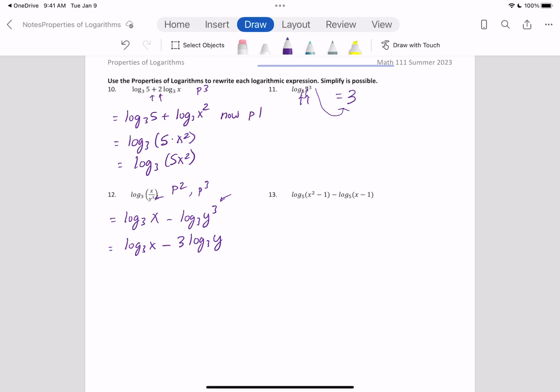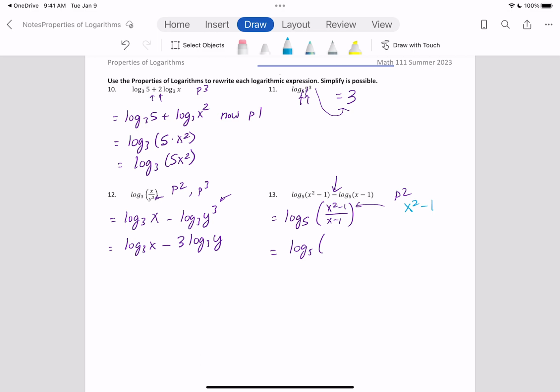All right, one more. For this one, it is a subtraction, so we're going to use property 2 and rewrite it as a division. So it's log base 5 of x squared minus 1 over x minus 1. And then for this one, I can simplify because my numerator is a difference of squares, right?